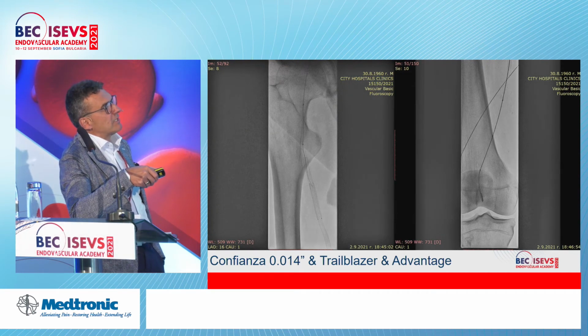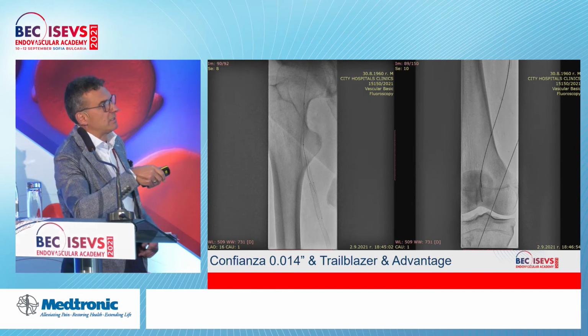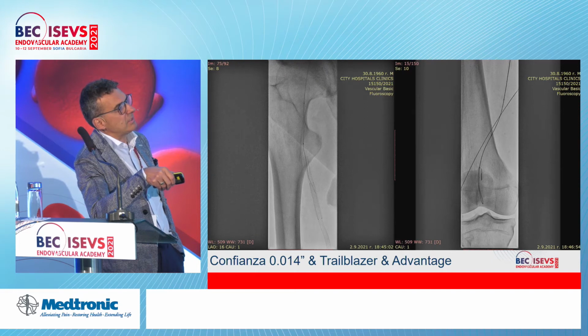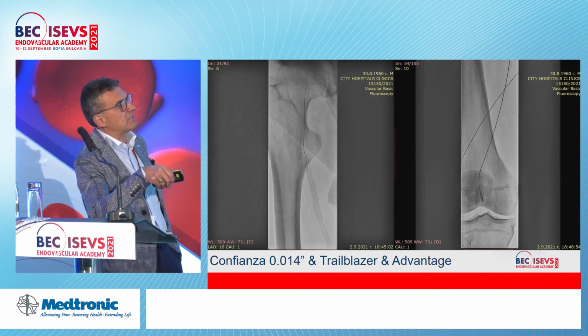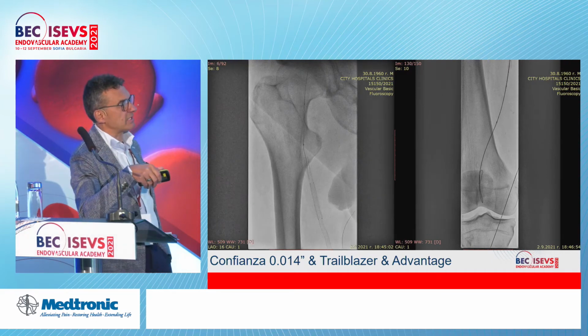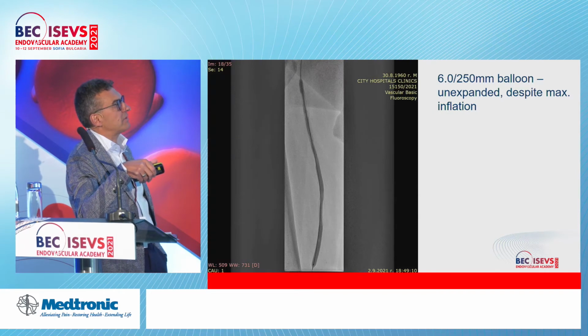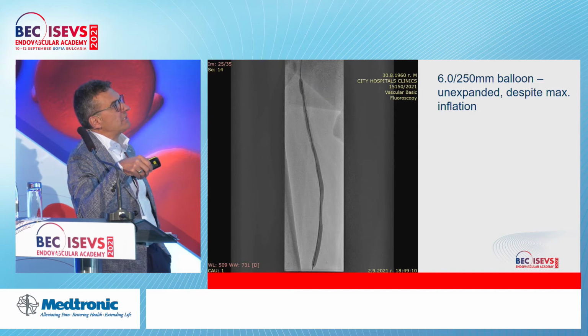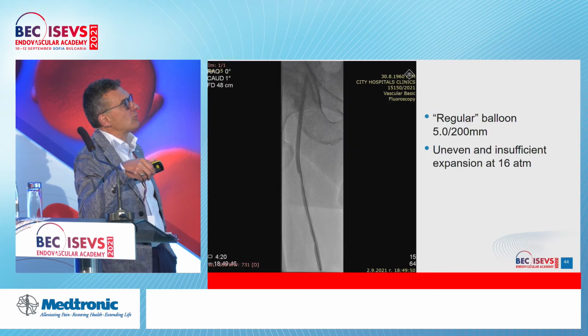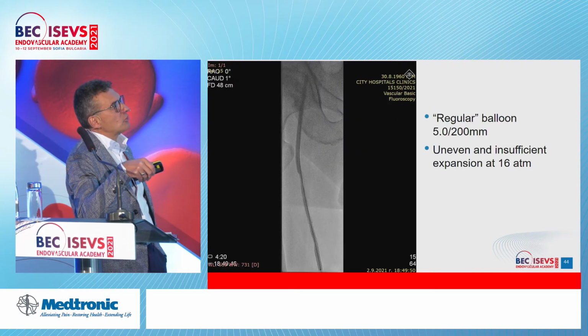That is one of the most aggressive coronary wires, and this is crossing the distal popliteal occlusion. So there were staged occlusions on the level of the SFA and on the level of the popliteal artery. This was the first inflation with a 6 millimeter by 220 millimeters long simple balloon. You see not very even and absolutely insufficient expansion at 16 atmospheres.